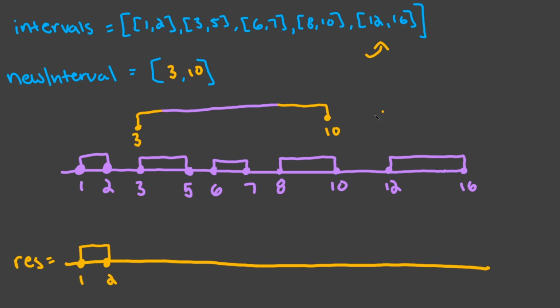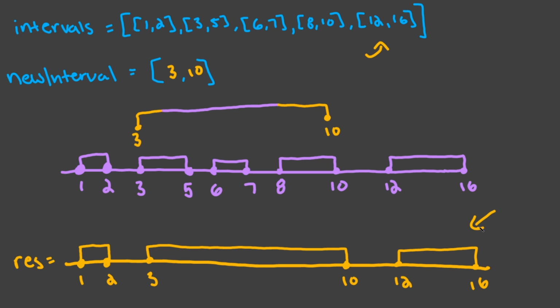So is there any overlap? No. As we can see here, 3 and 10 is not in 12, 16, so we can finally insert our new interval into our number line. And then now that we're done going through our intervals list, we can insert this 12, 16 because we know there's no other intervals. And now we're done. This would be our final result array.